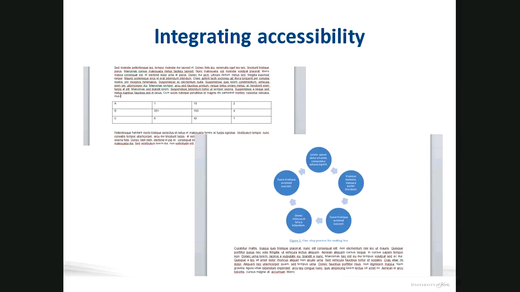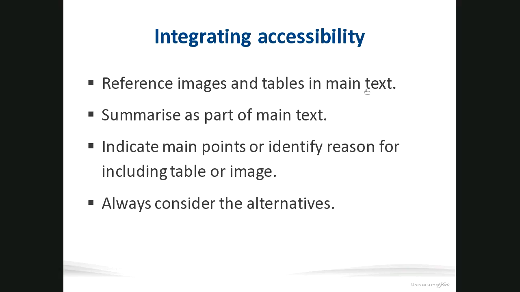So reference the images and tables in the main text. Summarize if you can, integrated within the main text. Identify the reason why that image or table or collection of data is there, but always consider the alternatives. Is there a better way of showing that information, particularly with very large data tables?